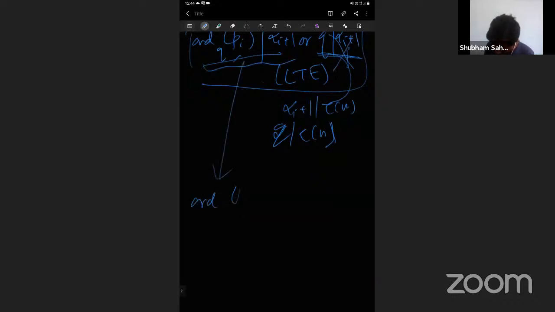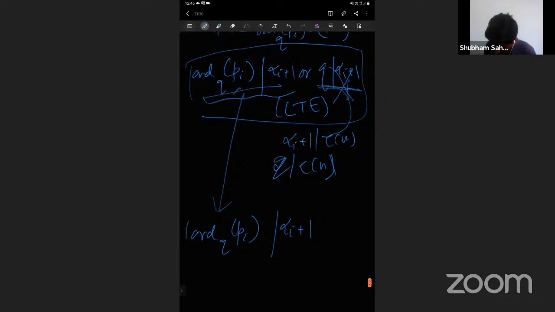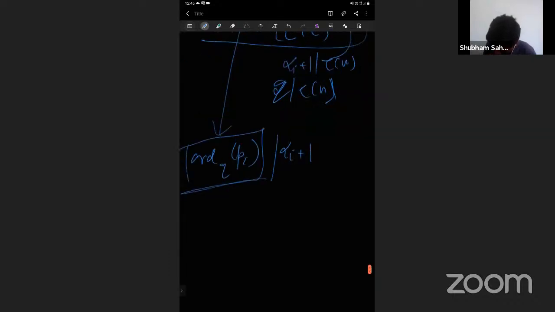Now, the order of pi modulo q dividing alpha i plus 1. All right. Now this order thing, right? This implies that either the order of pi modulo q is equal to 1, or this particular thing also divides q minus 1, which is less than p.